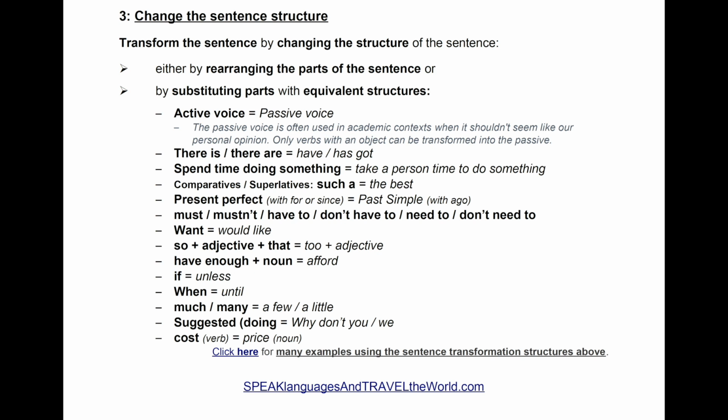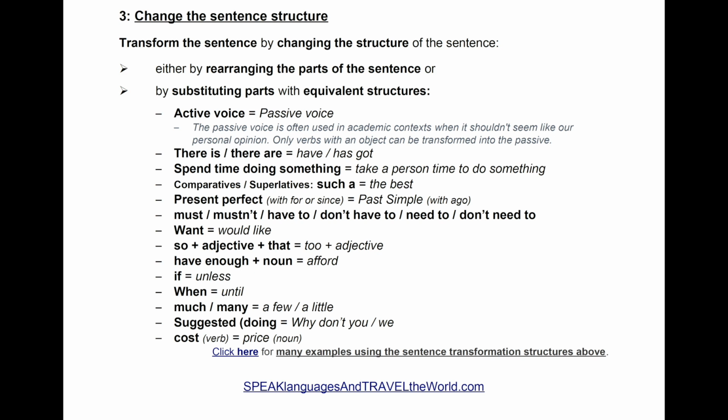There is and there are will be substituted with have, has, got. Spend time doing something will be substituted with take a person time to do something. Comparatives and superlatives will be substituted with phrases like such a to mean the best. The present perfect will be substituted with the past simple. Must, mustn't, have to, don't have to, need to, don't need to will be interchanged.